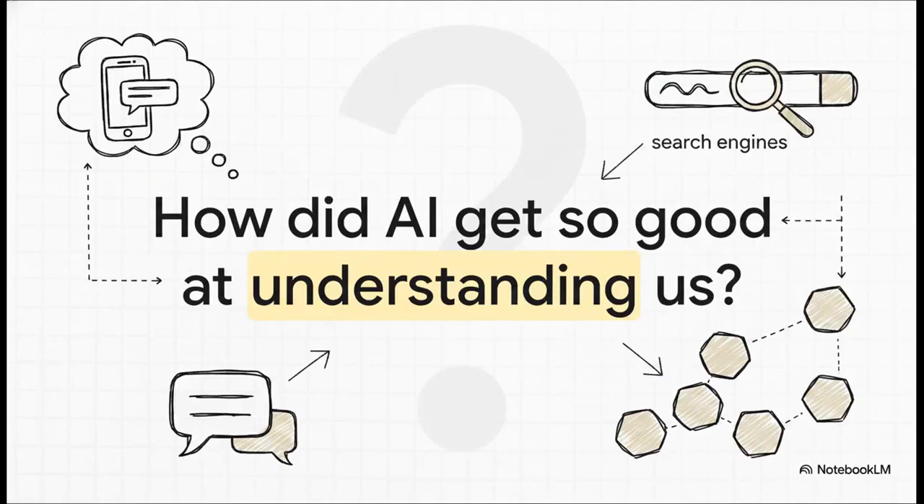So let's just start with that big question. How did AI get so good at understanding us? Think about it. From the predictive text that literally finishes your sentences to search engines that just get what you're looking for no matter how weird your question is, this tech is everywhere. So where did it all come from?